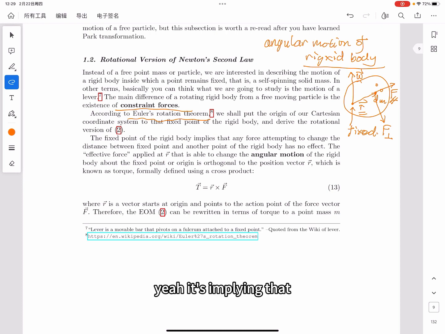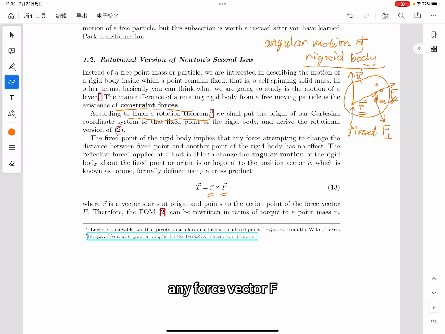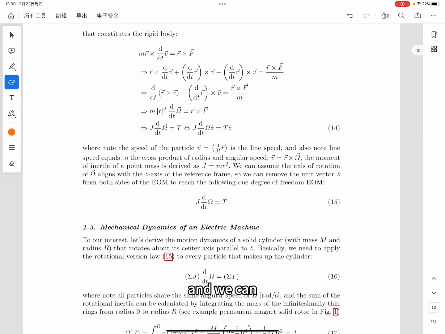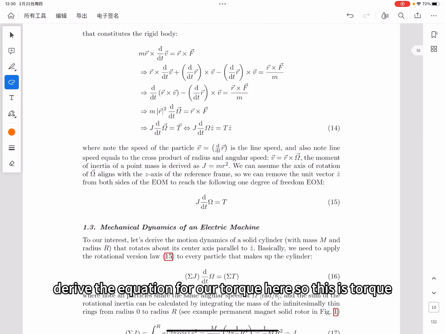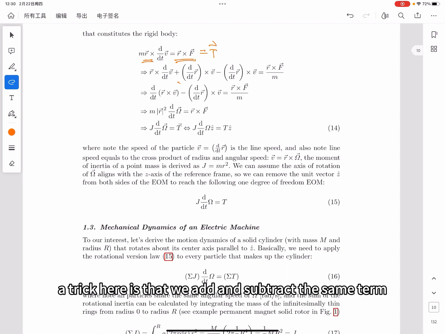And it's implying that we should use the cross product between vector r and any force vector f to describe the effective force. The effective force is known as the torque. And we can derive the equation for our torque here. So this is torque. We take the cross product with our position vector at both sides of Newton's equation. A trick here is that we add and subtract the same term.